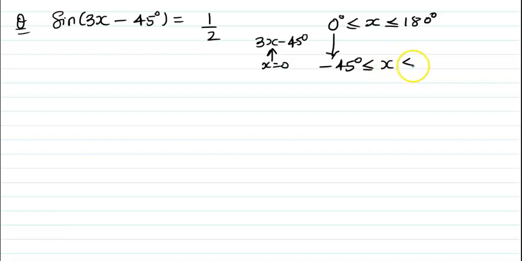Now, if you put 180 here, 3 times 180 minus 45, it should be 495. Okay, this should be 495 and the lower limit is minus 45. Is that okay? So this is our limit.